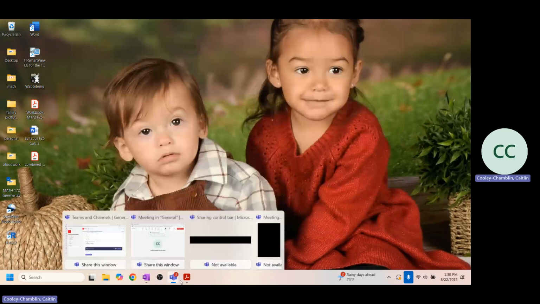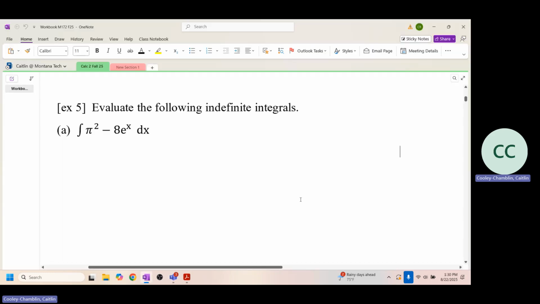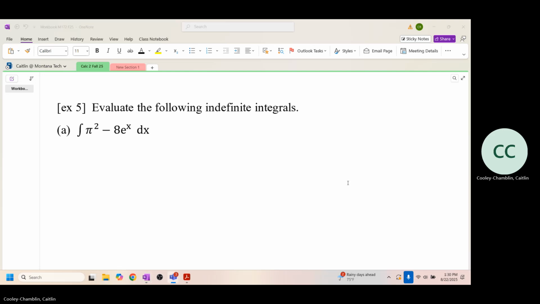Hey everyone, today we are going to finish up our lesson on indefinite integrals. And we're going to start in on example 5, and it says evaluate the following indefinite integrals. And part A says integral of pi squared minus 8e to the x dx. So we want to find the antiderivative of this.